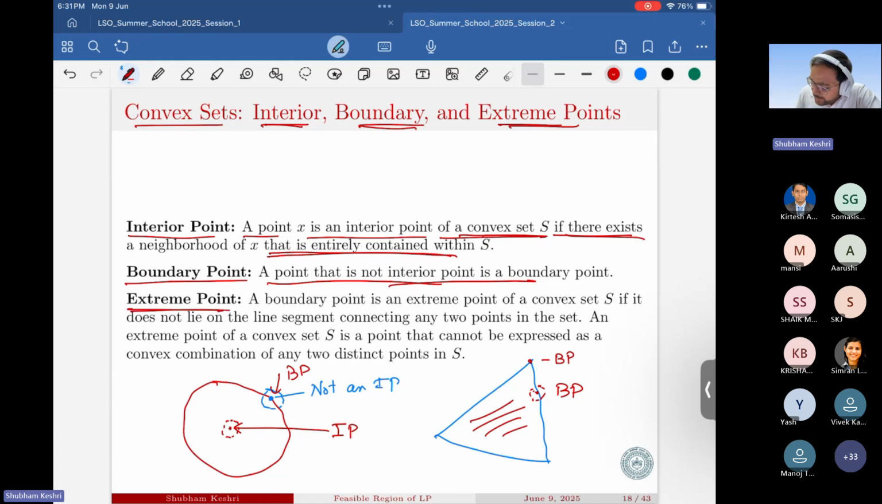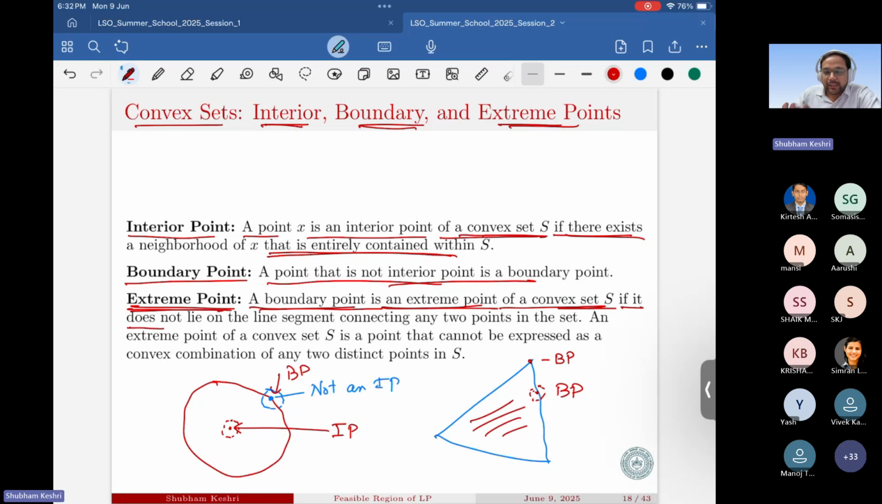Now there is a very important set of points, or a terminology you can say, which is known as extreme point. So what is an extreme point? We know what is an interior point. We know what is a boundary point. What is an extreme point? A boundary point is an extreme point. So extreme point is actually a subset of boundary points. A boundary point is an extreme point of a convex set S if.